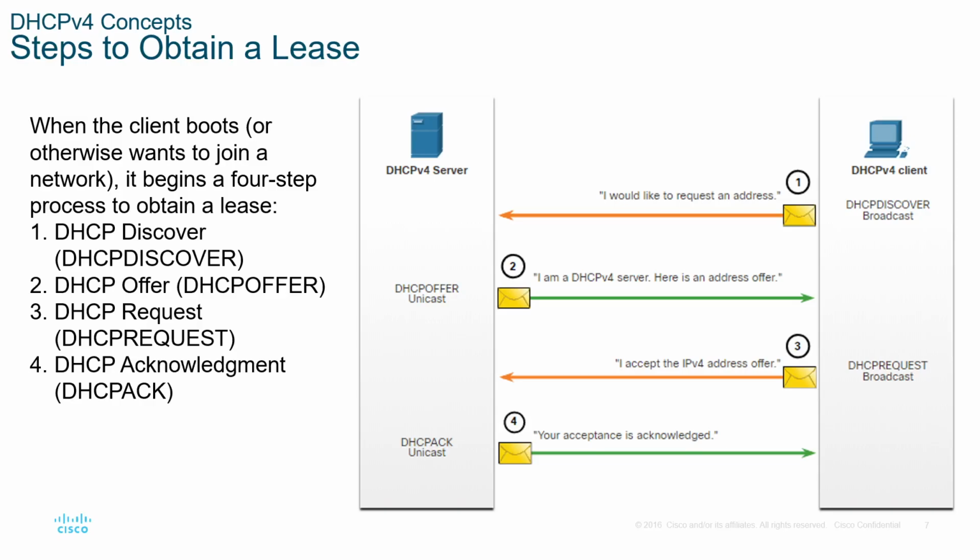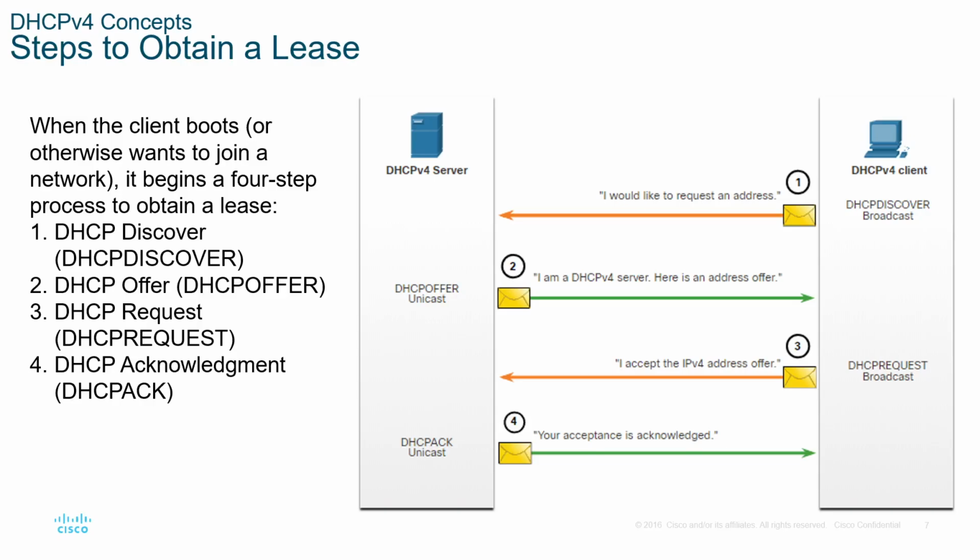Just like mentioned, the Discover process is the first initial message sent by the client in order to try to reach out to a server. This is a broadcast message. It's sent out to every segment in the LAN, and basically every single DHCPv4 server will listen to the message and reply back with an offer message.